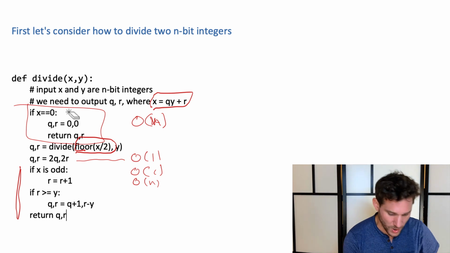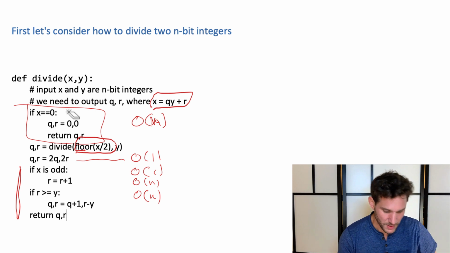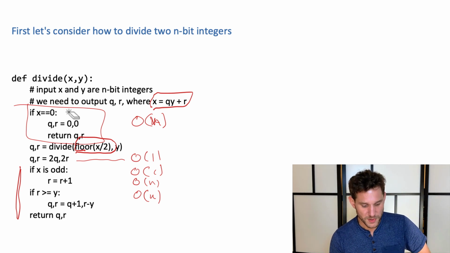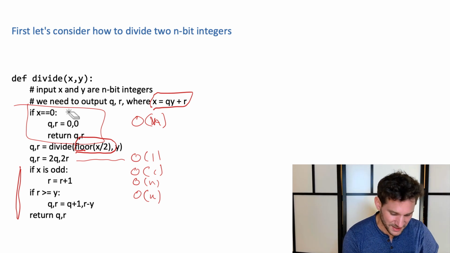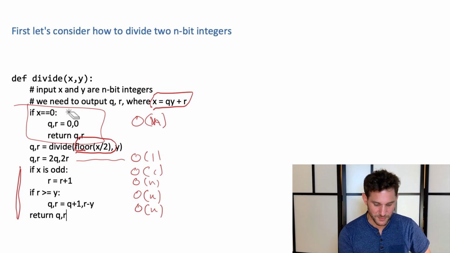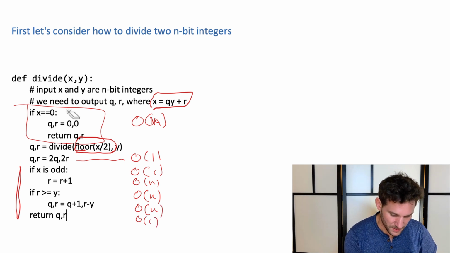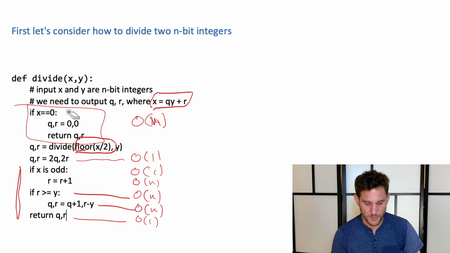Checking if r is greater than y, that's going to be an O of n operation. Setting q and r to be q plus 1 and r minus y, that's going to be an O of n operation. And then returning them, let's say that's an O of 1 operation, right? So overall, though, we have all of these O of n operations. Everything is on the order of n. The only question is, what is this divide call?